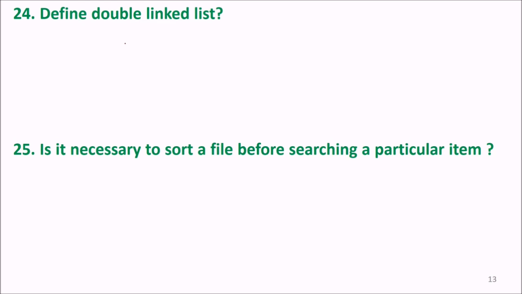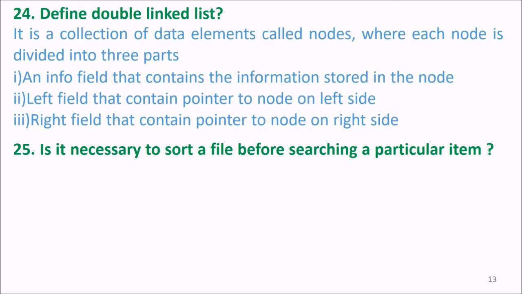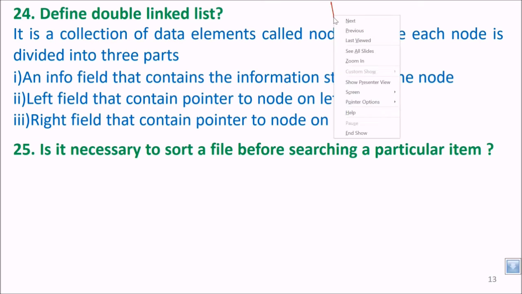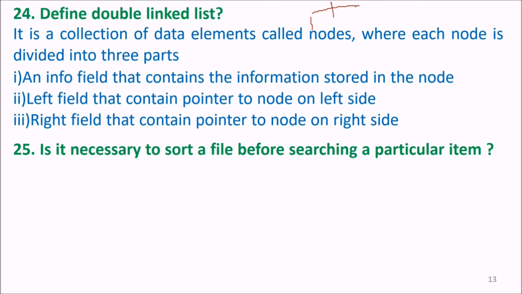Next, define a doubly linked list. It is a collection of data elements called nodes again. But here each node is divided into three parts, not two parts. The info field contains the information stored in the node. The left field contains a pointer to the node on the left side. The right field contains a pointer to the node on the right side.